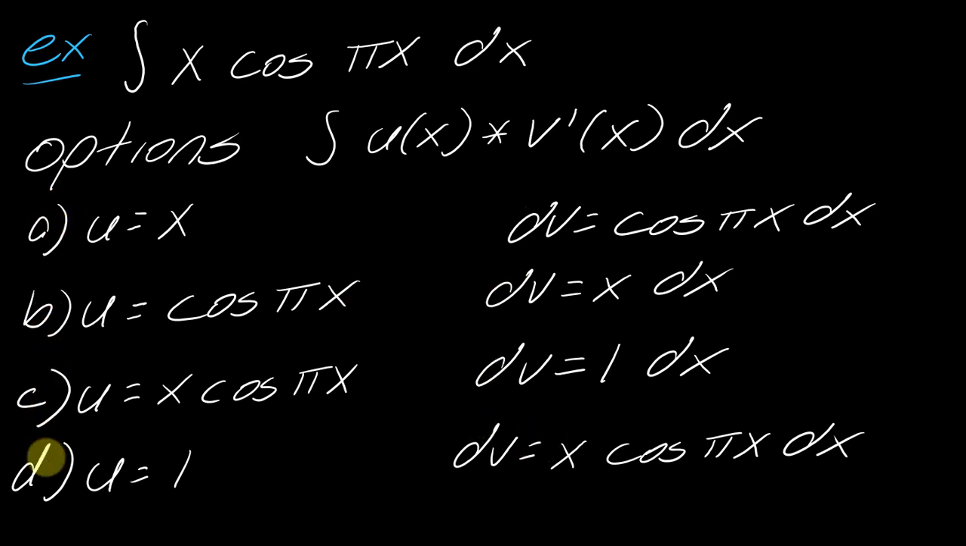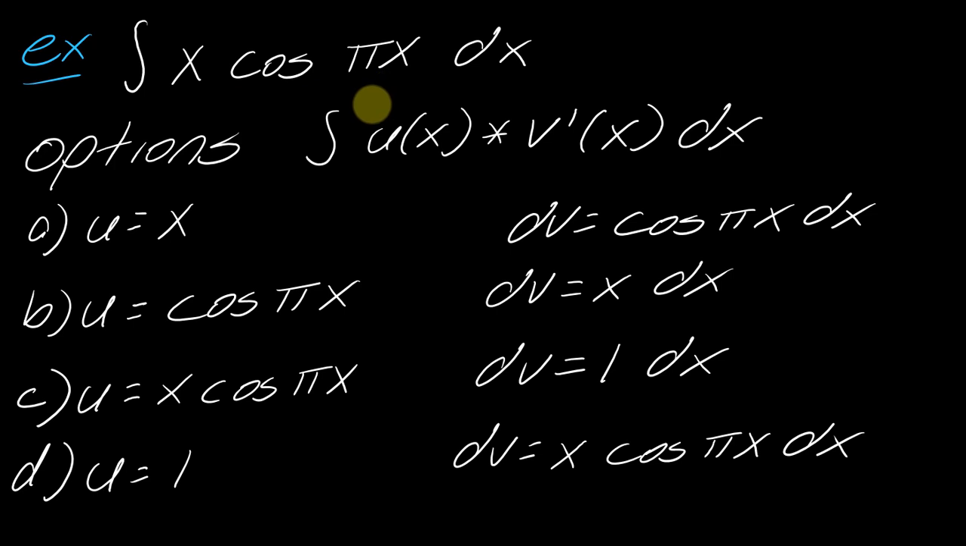I've outlined 4 different ways to do this, and I really want you to appreciate this. In option A, I say this is my u, this is my dv. In option B, I say this is my u, and the x dx is my dv. Another way I could do this, I could say that my u is this entire thing here, and my dv is just 1 dx. And then I do the opposite: my u could just be 1, and then my dv is going to be x cosine pi x.